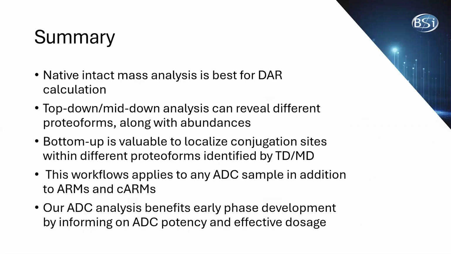So in summary, I showed that native intact mass analysis and using milder sample prep treatment is best for calculating drug to antibody ratios. Top-down and middle-down can reveal different proteoforms, and those proteoforms can be associated with abundance values. And the bottom-up approach is valuable for the accurate localization of these conjugation sites that were identified from the different proteoforms. This workflow can apply to essentially any ADC sample, in addition to the other examples we've shown involving antibody recruitment molecules.